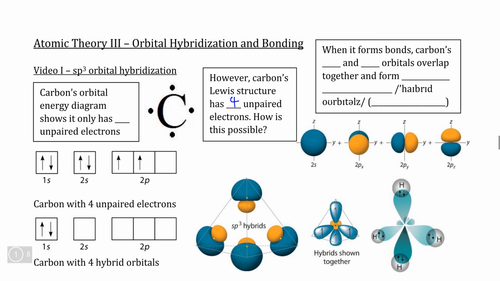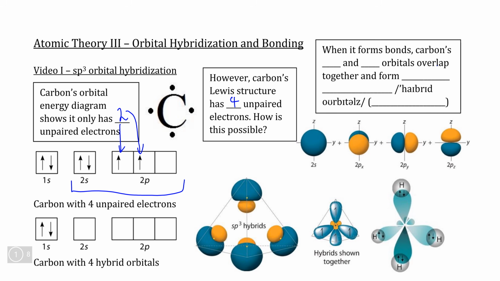We know this because this is how carbon makes 4 bonds. But if we compare it to carbon's valence shell in the orbital energy diagram, we see that only these 2 electrons in the 2p subshell are unpaired, and we have a lone pair here in the 2s subshell. So where do these 4 unpaired electrons come from?